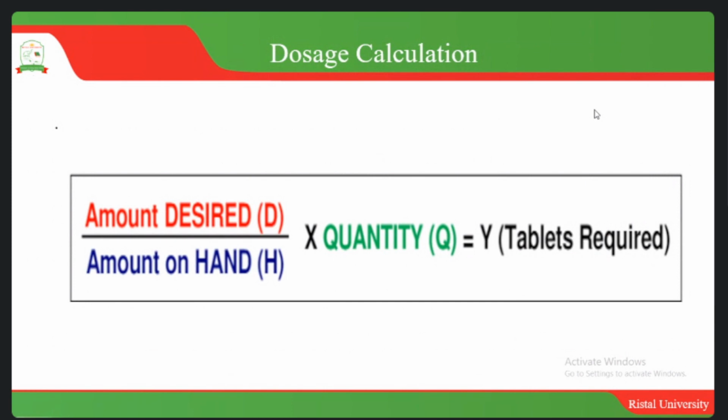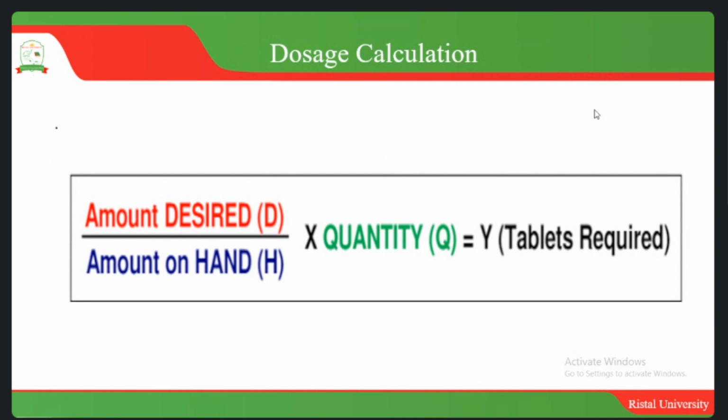And now on the dosage calculation, if you're going to calculate your dose for the drug that you're going to give to your patient, you have to look at the amount that is desired, how much do you need, and that is what you're going to calculate for. Then down the amount on hand, what you are having at the moment, times the quantity that you require. And now you're looking for Y, which is the tablets that are required. So the amount desired is the D, which is the dose that you need to calculate. Then now the amount at hand, what you have at that time, times the quantity.